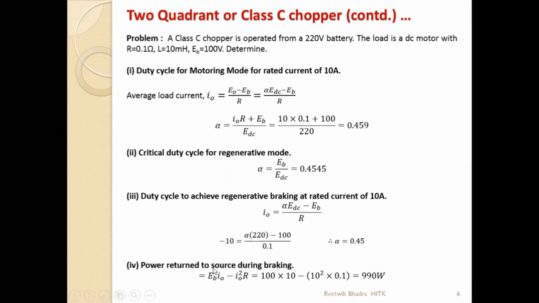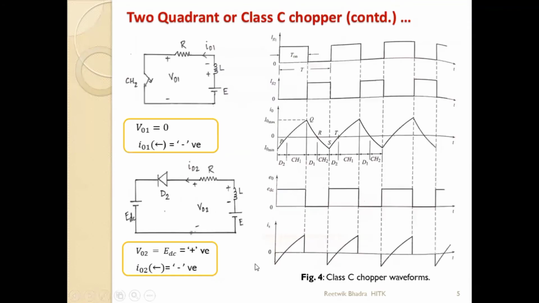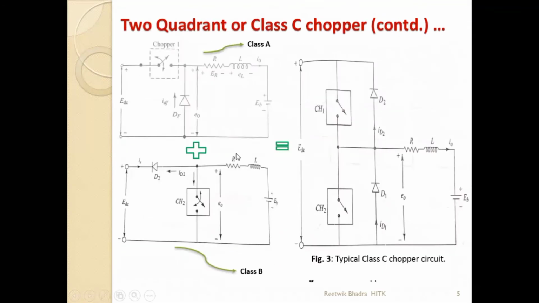Now the last one, what is the power returned to the source during braking? Whatever this EB will consume, this inductor will not consume any power. This EB will consume some power or deliver some power, is delivering some power, right? And this resistor will dissipate the power. So if I calculate the power of the battery and subtract the power of this resistor, I can find the total power that is delivered from the load to the source, because this is my total load.